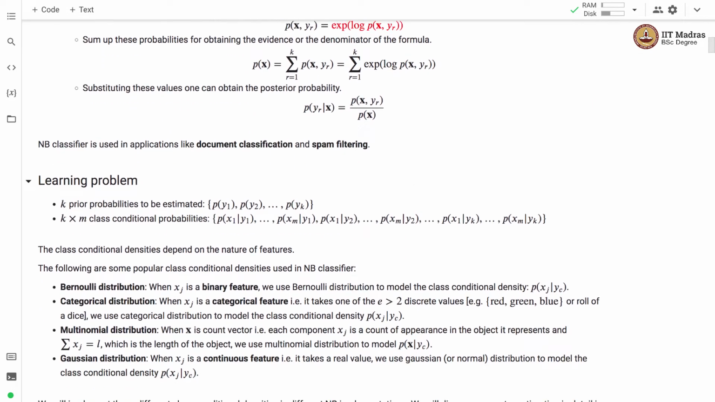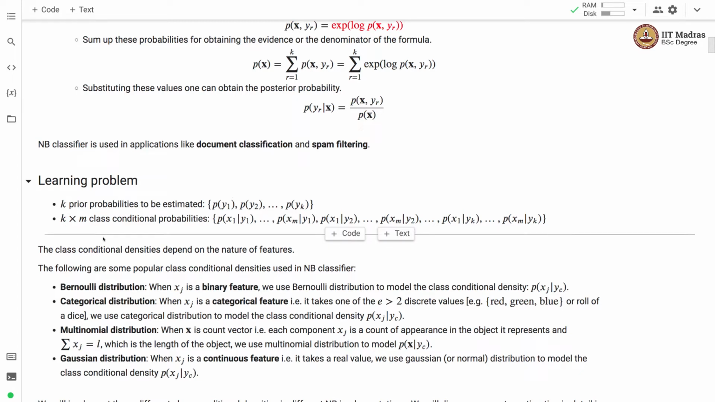So we have k prior probabilities for k classes, that is P(y1), P(y2) all the way up to P(yk), and we have k times m, or km, class conditional probabilities. For each label we have m features, so we need to estimate the class conditional probabilities for all m features for each class, and since we have k classes, we have km class conditional probabilities to estimate.